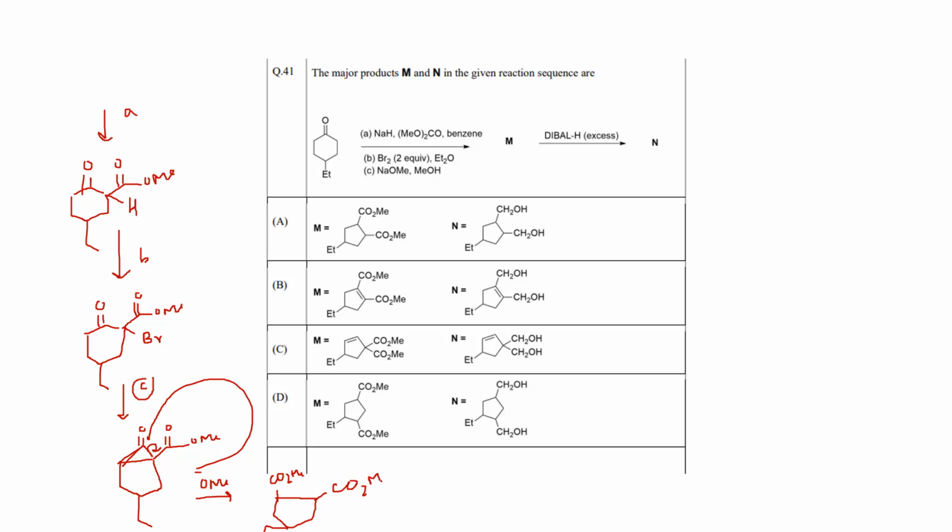After that, they have added DIBAL-H. So from the aim, you can get the answer that the correct option is option A. Since they have added DIBAL-H, both the ester groups will be reduced, and we will get alcohol from that. So the correct option will be option A. Okay.